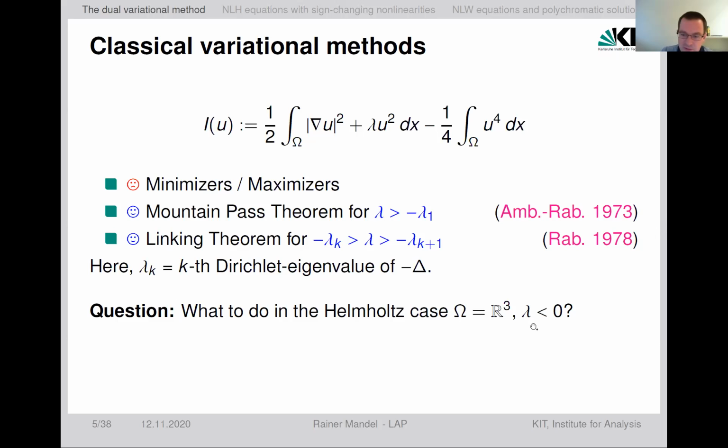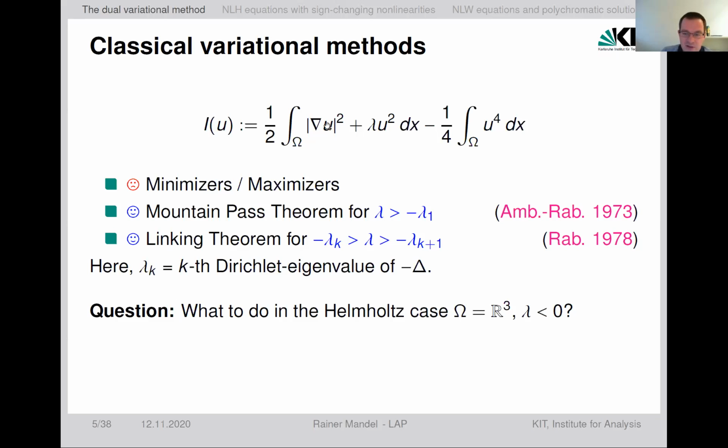And the next problem, which is actually more fundamental, I would say, is that when lambda is smaller than 0, then minus lambda is actually in the spectrum of the Laplacian. And that means that here you have big trouble to control this term here in the definition of your function.